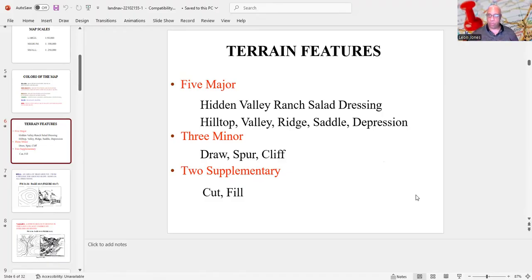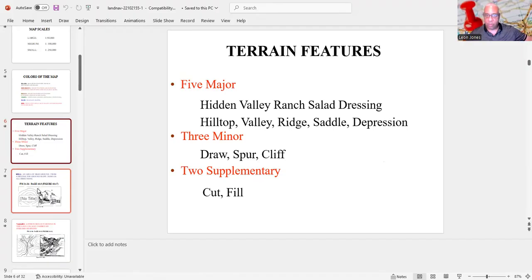Opposite over hypotenuse. Then we have your adjacent over hypotenuse, then your opposite over adjacent. It helps you remember. So that's what that, if you ever hear Hidden Valley Ranch salad dressing, you're referring to the 5 major terrain features that you see on a map.